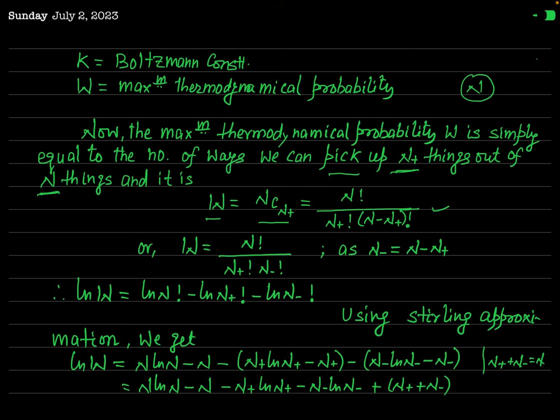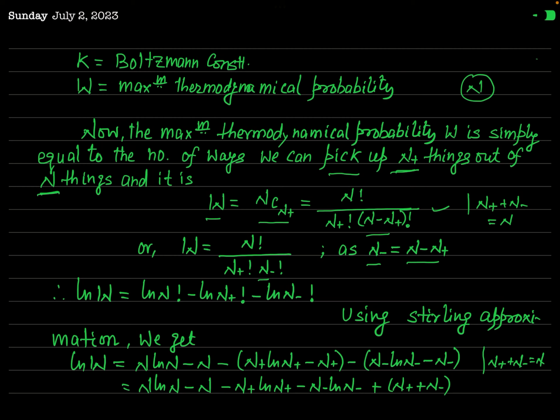But you know that N+, which represents the number of up spins, plus N-, which represents the down spins, is equal to N. So N - N+ will be simply equal to N-. So instead of N - N+, I have written here N-.